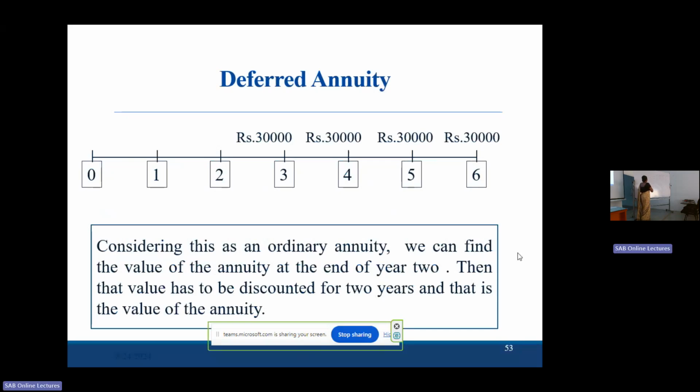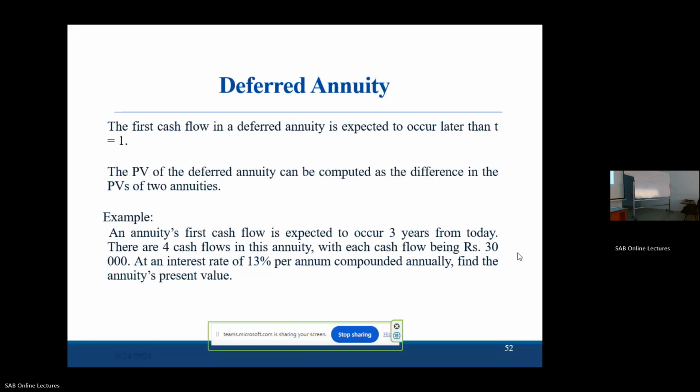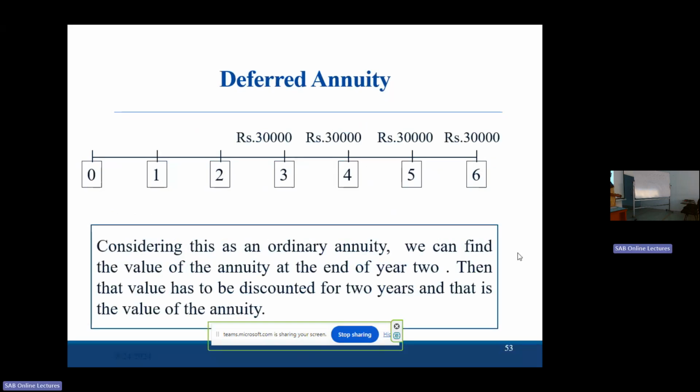So supposing there is a 30,000 cash flow in the first 2 years also, this is now a normal ordinary annuity. Then the present value of this deferred annuity is the total minus the first 2 years. So the total is 30,000 into the present value of annuity formula: 1 minus 1.13 to the power minus 6, divided by 0.13. The rate is 13%.